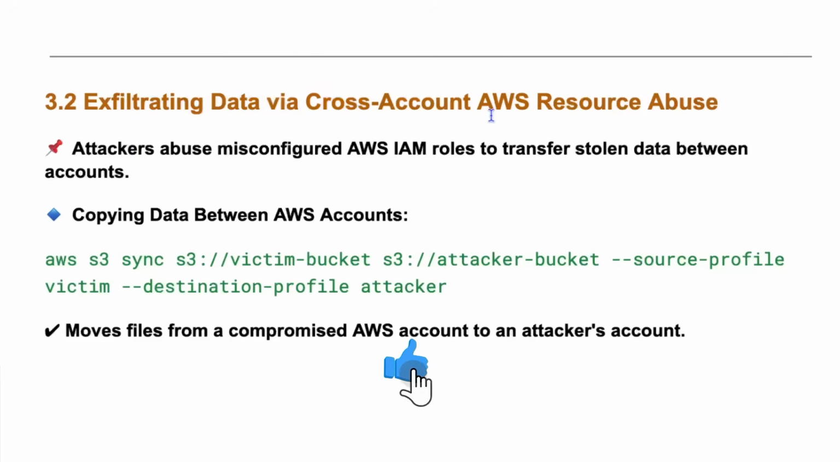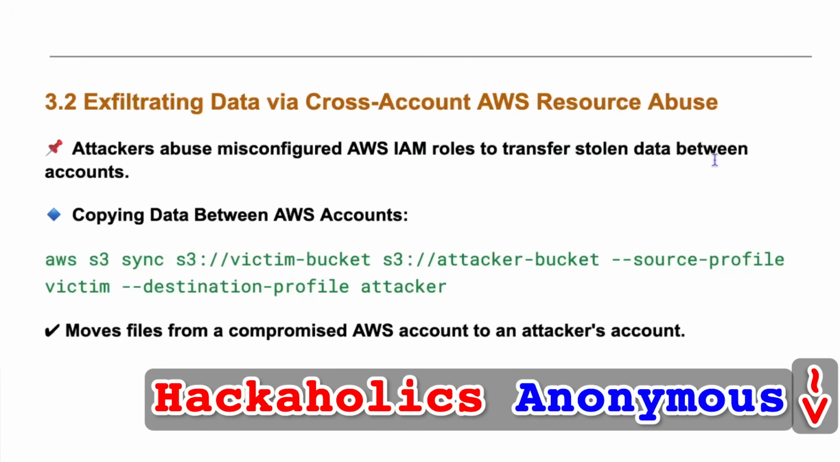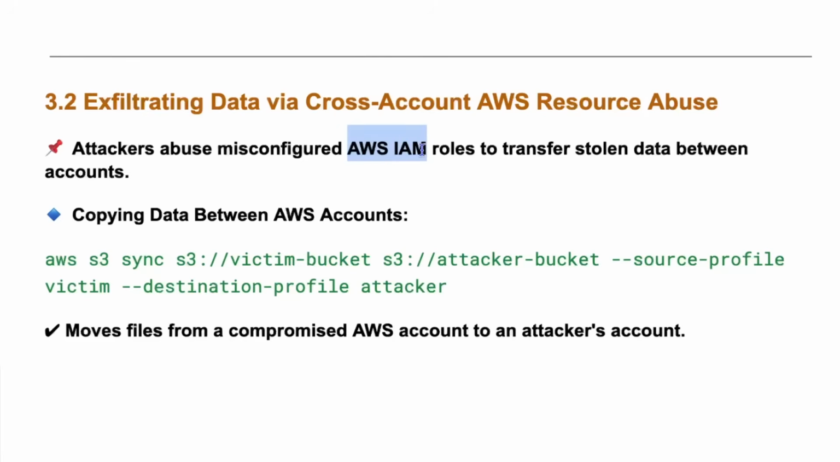Finally, we have exfiltrating data via cross-account AWS resource abuse. This can be done from misconfigured AWS IAM roles to transfer stolen data between accounts. And this applies to any kind of cloud service provider, so it's not necessarily just AWS. It could be Google Cloud, it could be Microsoft Azure. When you're looking at identity and access management roles to transfer stolen data between accounts, this can apply to anything. Identity and access management is not just native to AWS.